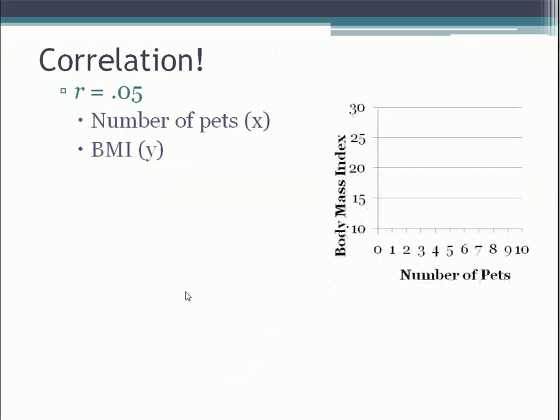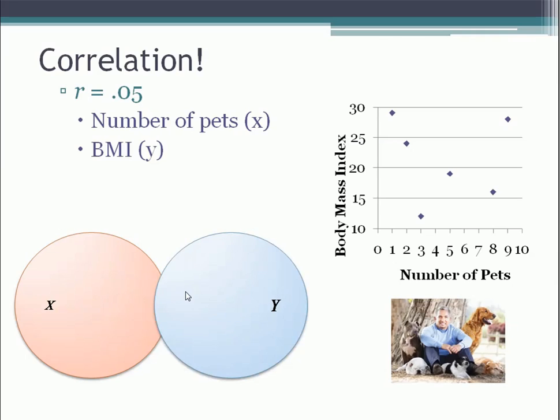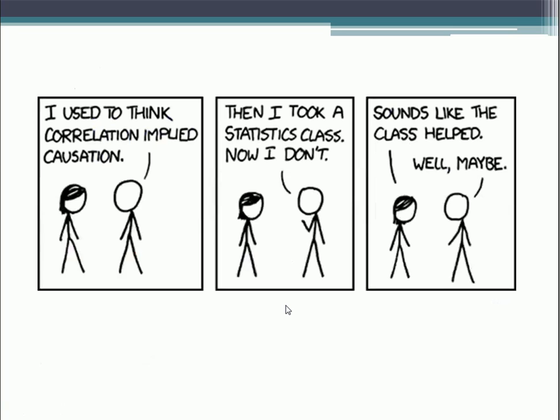On the other hand, weak correlation is going to look something like this, right? There's going to be no real linear pattern. These two circles are not going to overlap, right? The variability, the things that influence your BMI are completely unrelated to the things that influence the number of pets you have, right? And so this is going to be a very weak or low correlation.